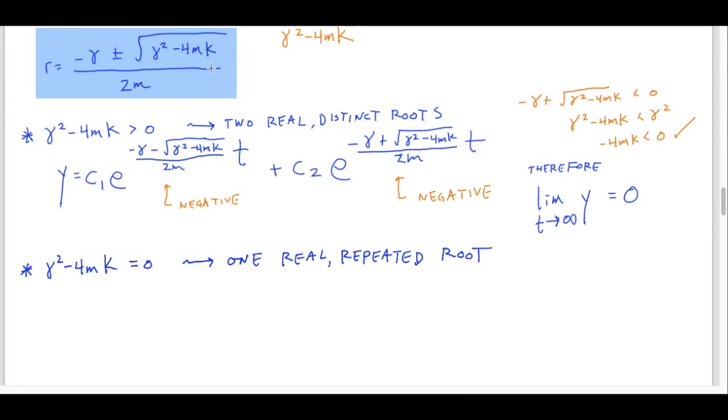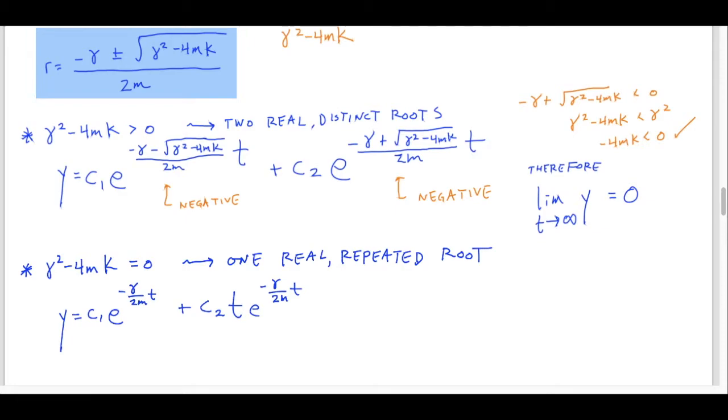Another possibility is that the discriminant equals 0. In that case, this entire square root term will go away, and so my r value will simply be negative lambda over 2m. That means I'll have a single real repeated root. So I can use techniques from earlier in the chapter to build the general solution in this case. It's easier to see in this example that the coefficients in the exponent are both negative, so both of the exponential terms will be decreasing.